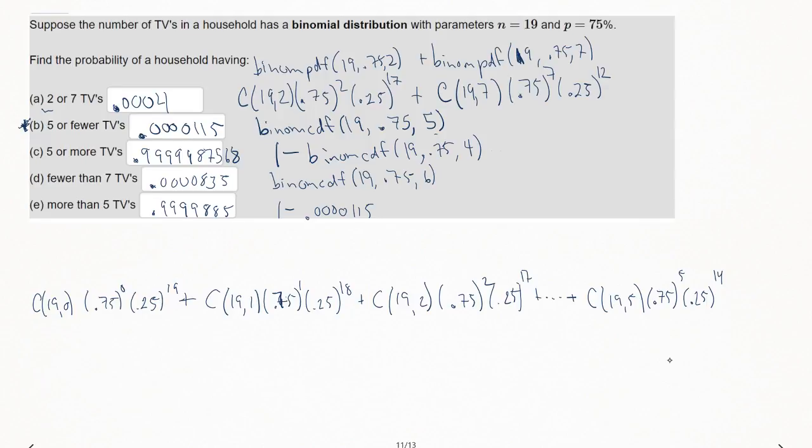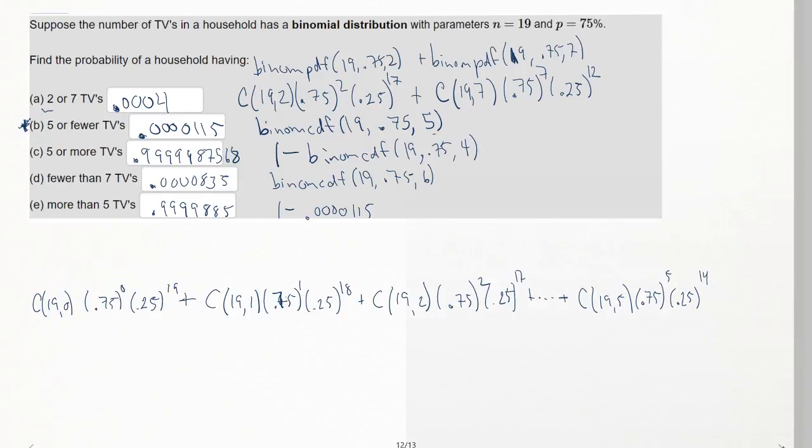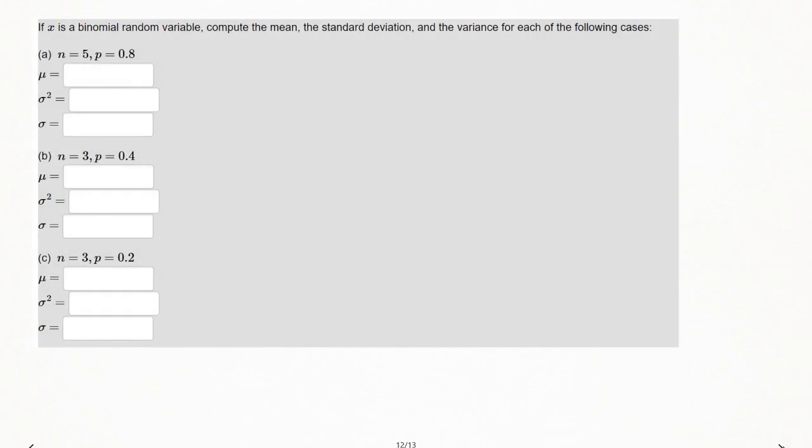Okay. So now moving forward from there, we'll finish it off with this. And these look real scary. Don't let them fool you though. They're not too bad. So if x is a binomial random variable, compute the mean, the standard deviation, and the variance of each of the following cases. In a binomial distribution, here's all it is. Your mean is just taking the total number of trials and multiplying that by the probability. Since you only have one probability to deal with, you're pretty good to go.